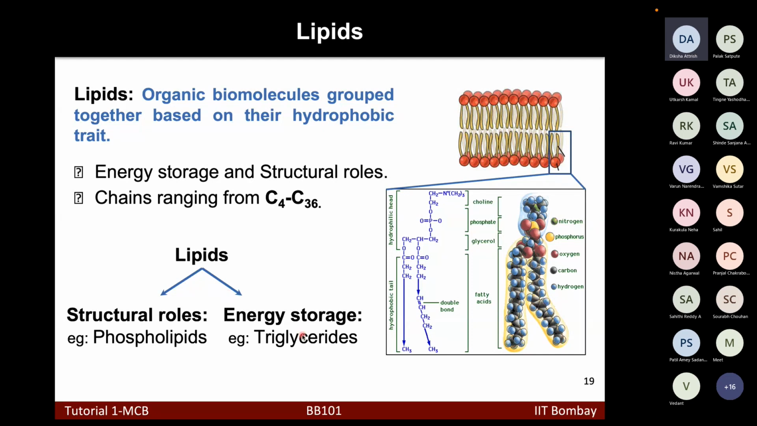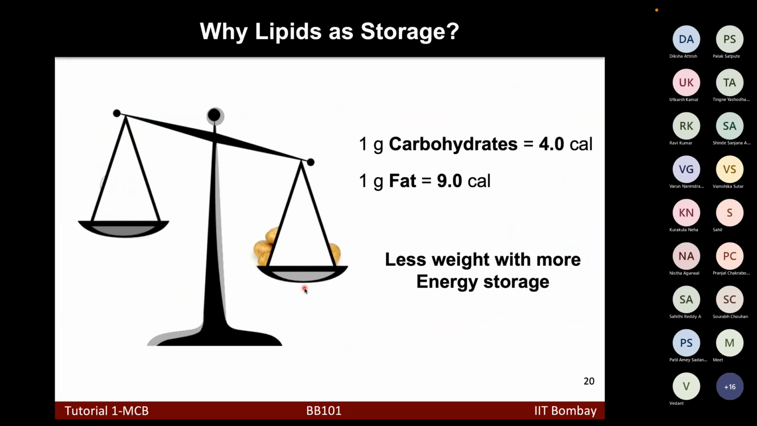Okay, yeah, I know. And they also form energy storage, like the triglycerides. So lipids are storage. When we eat, we eat carbohydrates, fat, and protein. So which one has more energy? One gram of carbohydrates has 4 calories, and 1 gram of fat has 9 calories. So it's obvious that fat contains much more energy than carbohydrates.